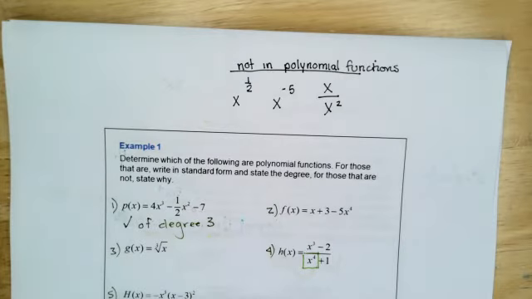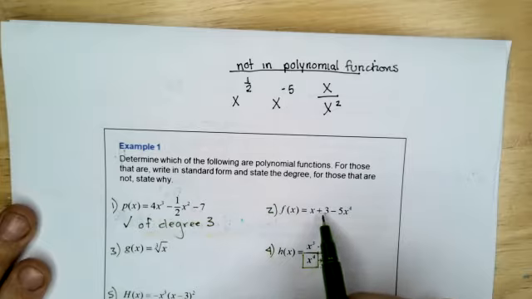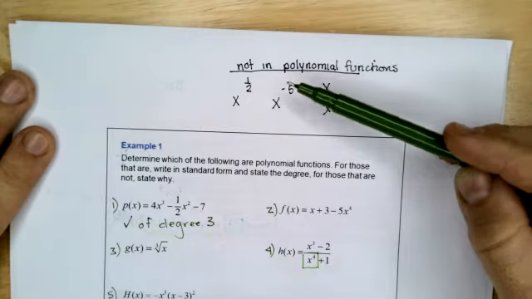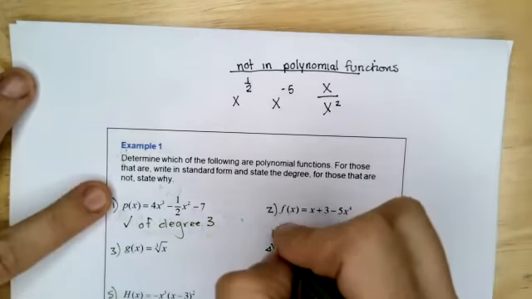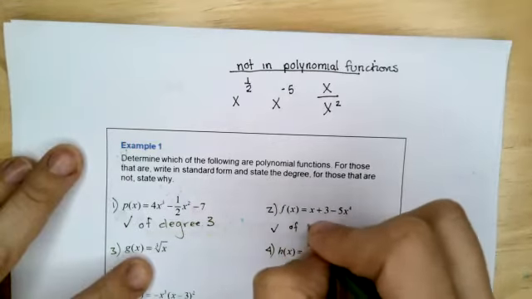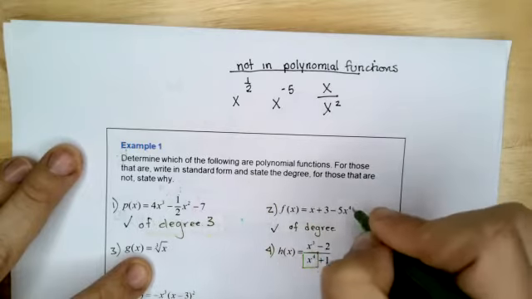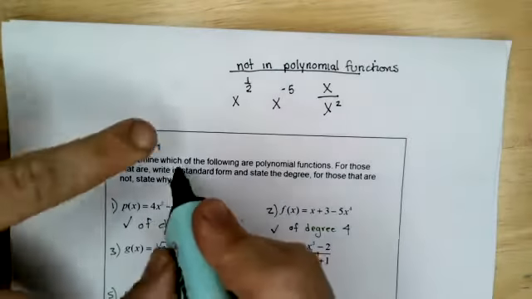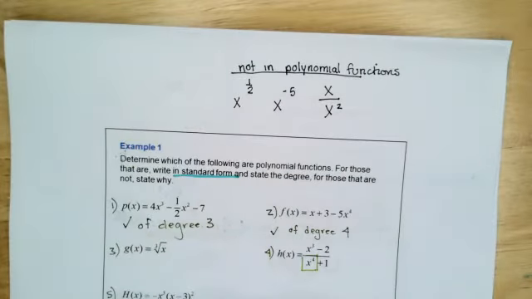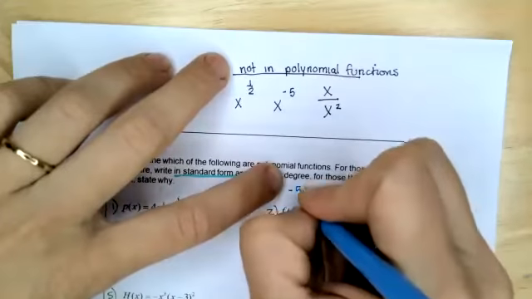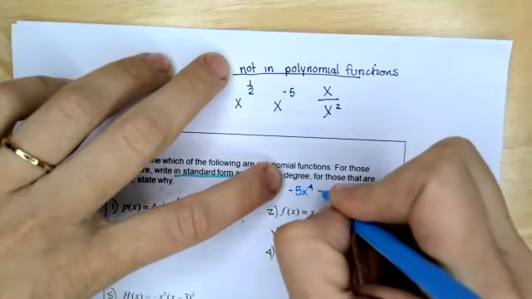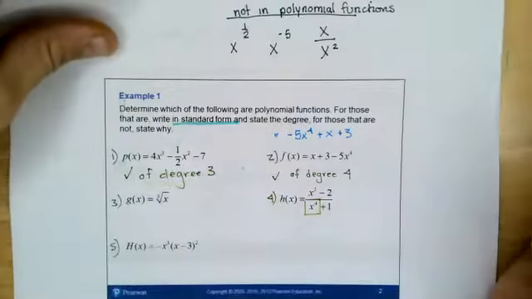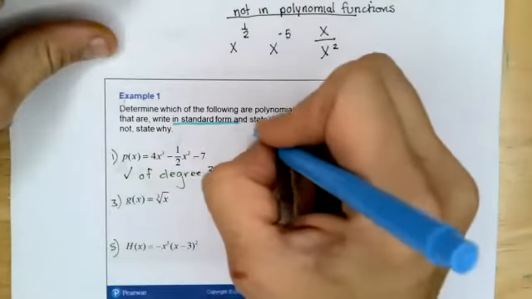Good. Number 2, f of x is equal to x plus 3 minus 5x to the 4th. My exponents are positive, they're not negative, and my exponents are whole numbers. So this is a polynomial. What is its degree? You just look for the biggest exponent, it's 4. Okay, and then they said put it in standard form. So in standard form means I'm going to take that negative 5x to the 4th and put it in front, followed by x, followed by 3. So I just put the exponents of the variable in descending order.